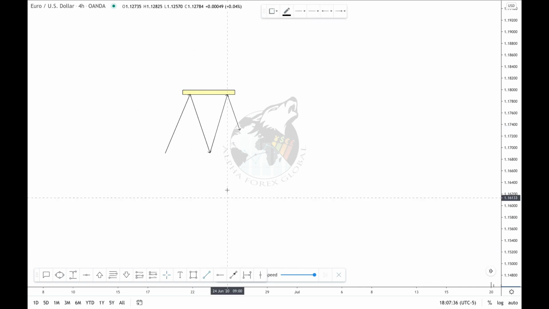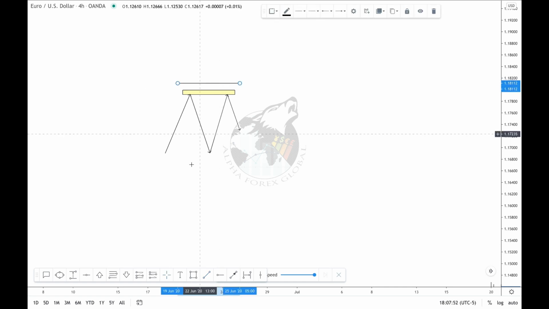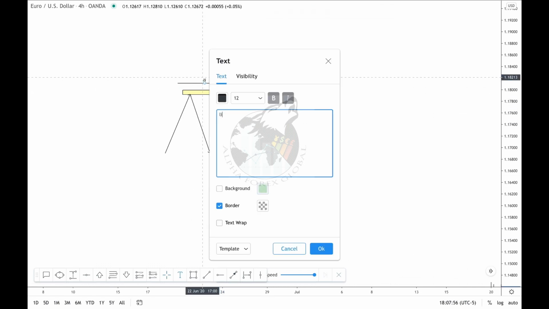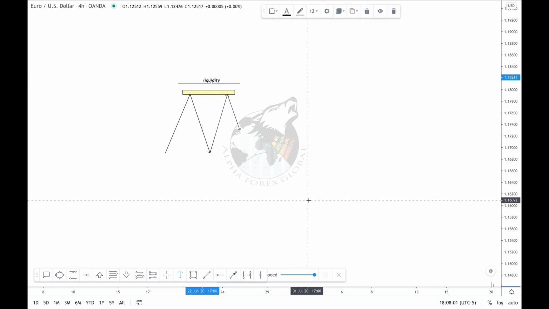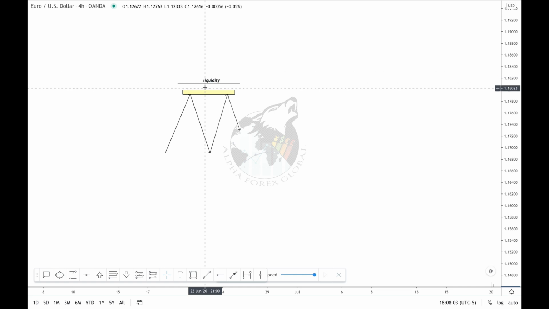So if liquidity is found at equal highs, and liquidity is basically money in the form of stop losses and orders, etc., that means that we would have a pool of liquidity above this area, right? So let me label this as liquidity. All right, so this is liquidity per se, right? Because this is an equal high, right?